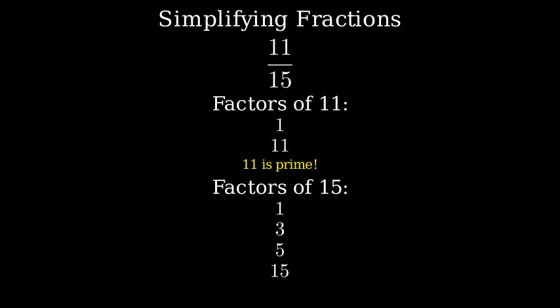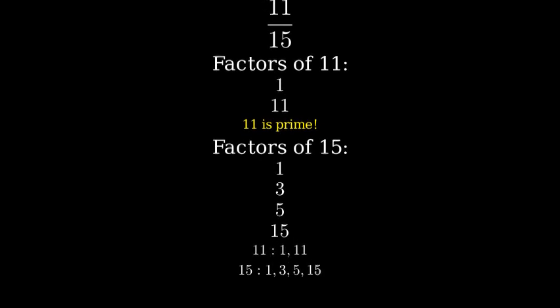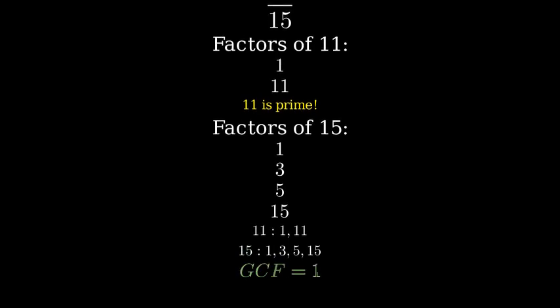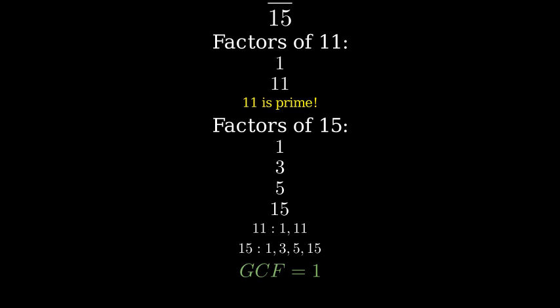Now that we have all the factors, let's find the greatest common factor, or GCF. Looking at our lists, we can see that 1 is the only number that appears in both lists. Therefore, 1 is the greatest common factor of 11 and 15. When the greatest common factor is 1, that means the fraction is already in its simplest form.